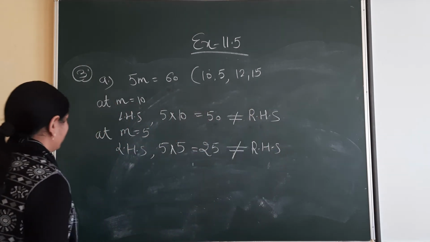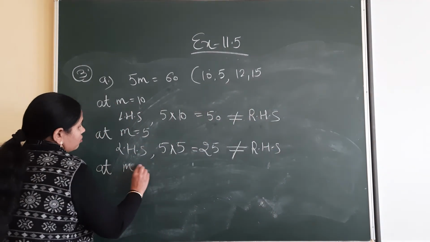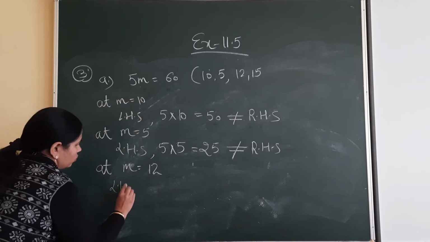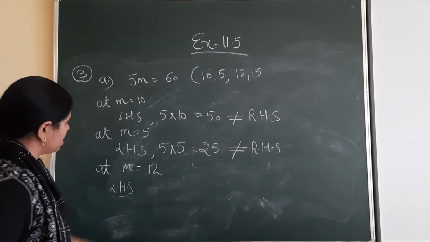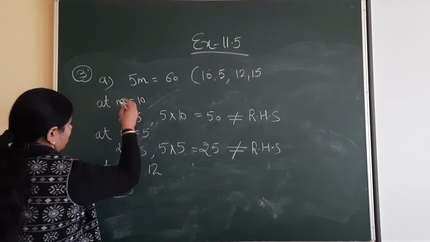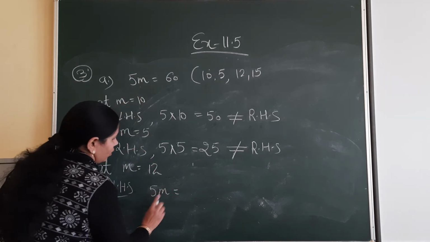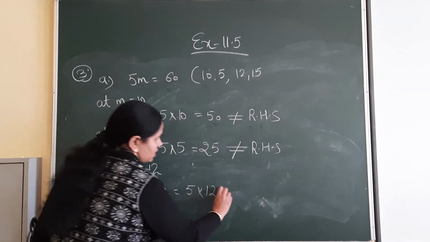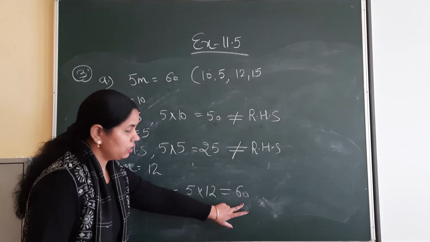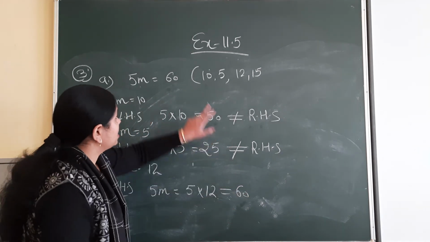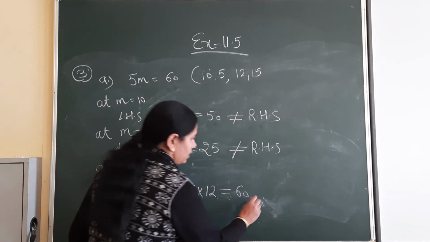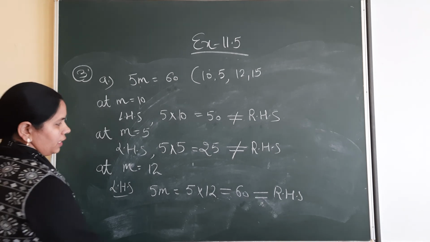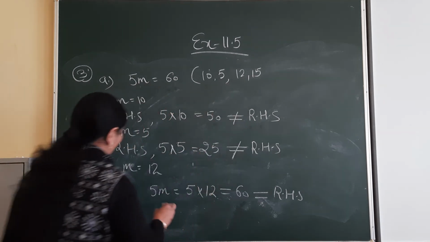Now go to the next value. At m is equal to the next value, 12. Take here the left hand side to check whether this is the correct value for this equation or not. So the left hand side is again 5m, put at the place of m this value of m, that is 12. 12 fives are 60. Okay, so here 60 is coming in the left hand side and 60 is in the right hand side. That means here the left hand side is equal to the right hand side. Okay, we have found the solution. Check just this last value also.